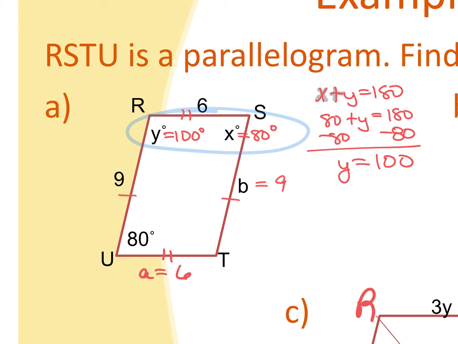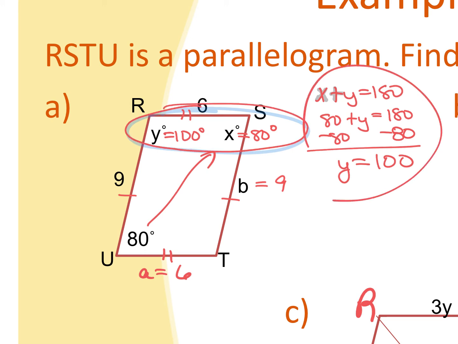First example is good. So again, B is equal to 9, opposite sides are congruent, A is equal to 6, opposite angles, X is equal to 80 because it's opposite to the 80, and then these were same side interior or consecutive interior, and they were supplements. So really all you had to do was 180 minus 80, and you got 100 for the measure of angle Y.